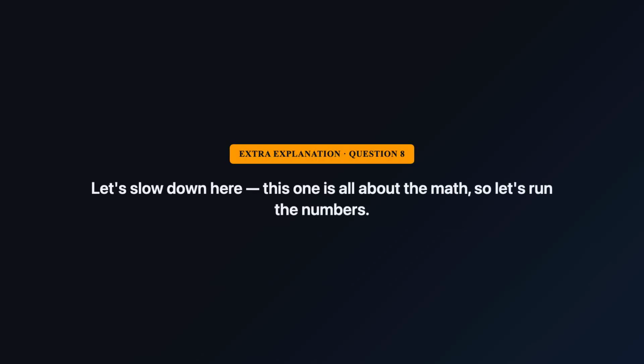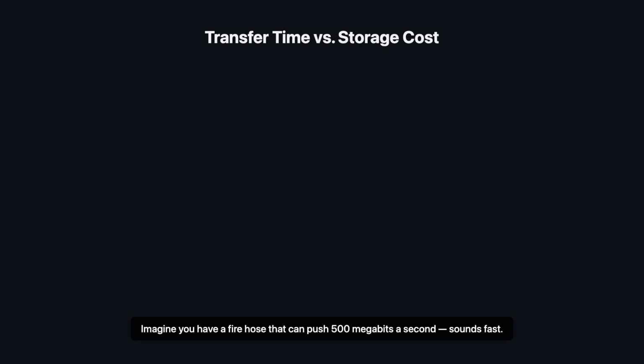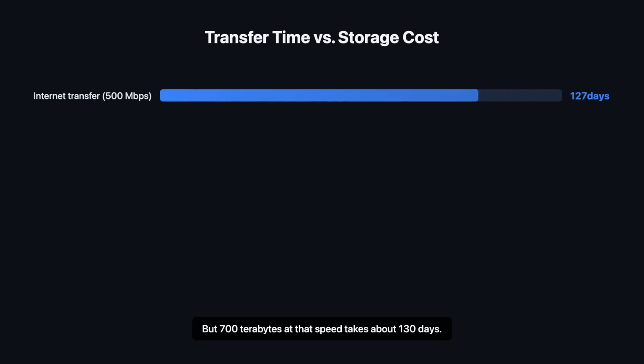Let's slow down here. This one is all about the math. So let's run the numbers. Imagine you have a fire hose that can push 500 megabits a second. Sounds fast. But 700 terabytes at that speed takes about 130 days. Your deadline is 30. That's where Snowball Edge devices come in.